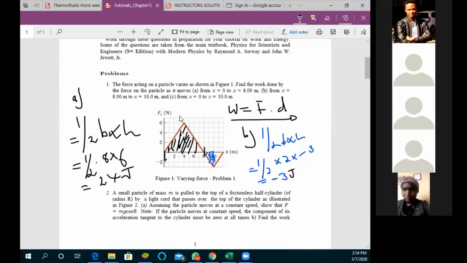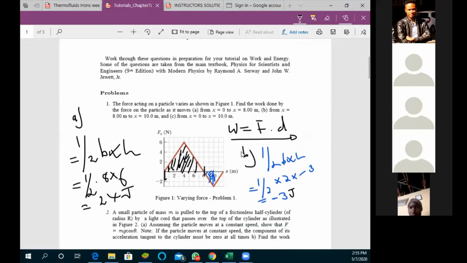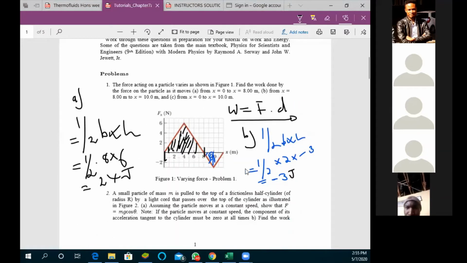Okay. Let's continue. Now from the point where x is 0 to the point where x is equal to 10, isn't it? Let's calculate the total energy. So we just add these two, isn't it?